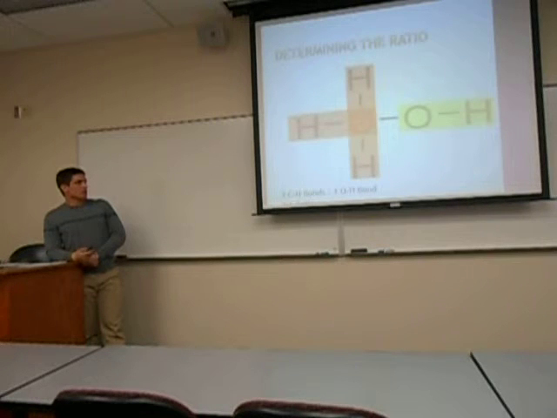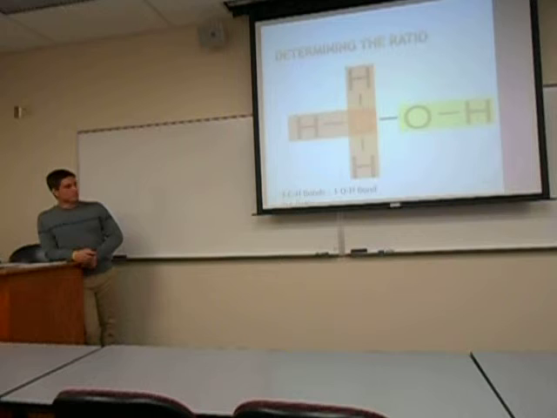Next we have to determine the ratio, and we can determine this by the number of different hydrogen bonds there are. So we know that there's a CH bond and an OH bond, and there are 3 CH bonds to 1 OH bond. So the ratio would be 3:1. Then these are all placed in the table and we can use them for future reference.